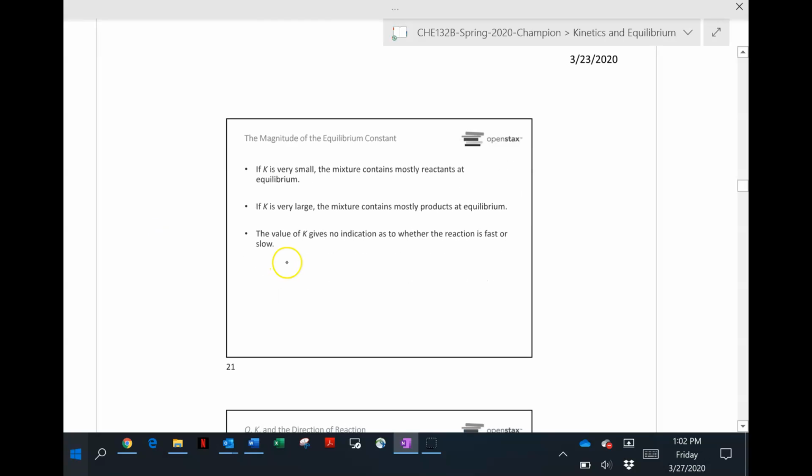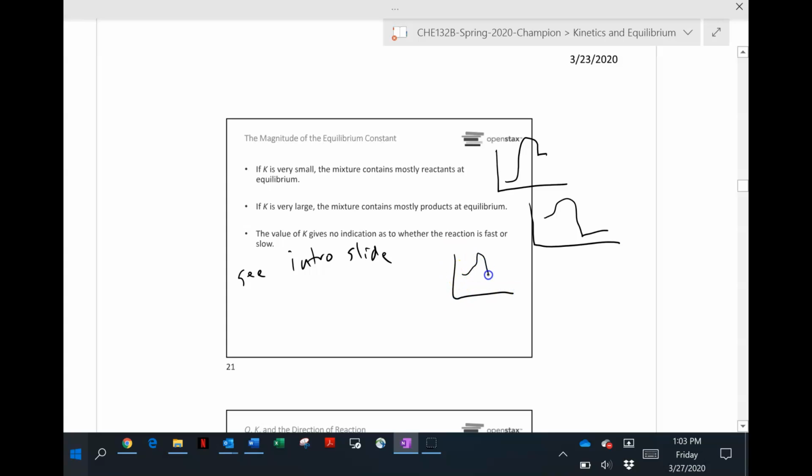So if we look at the value of K, this gets back to what we said on the intro slide. If K is very small, that means that the reactants are very favored. If K is very large, that means that the products are favored. And if they're equal, they're about the same. The actual value of K gives no indication as to whether a reaction is fast or slow. So we don't know how big this hump in the middle is here.